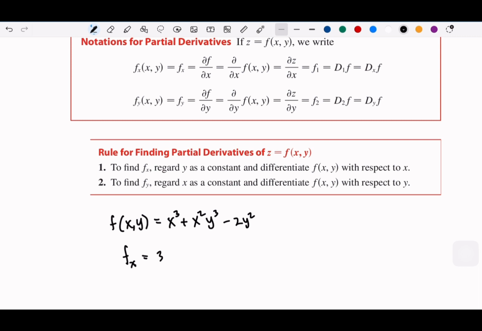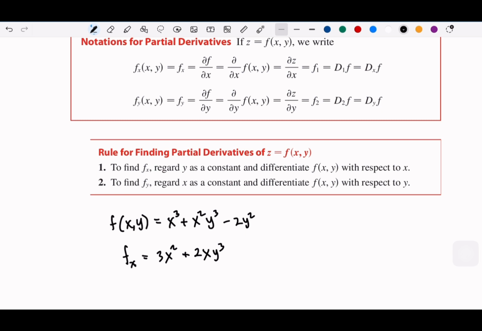So 3x squared plus 2x y cubed. Okay. So y cubed is just a constant. And how about y squared? Since y squared is treated as a constant, then it will be 0. Okay. Just like any normal numbers. Okay. So this is the partial derivative with respect to x.